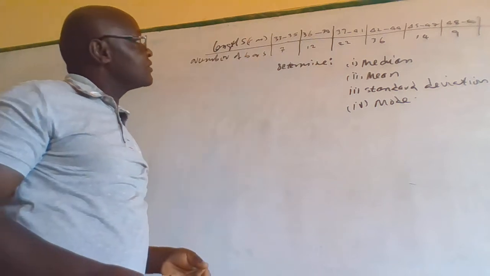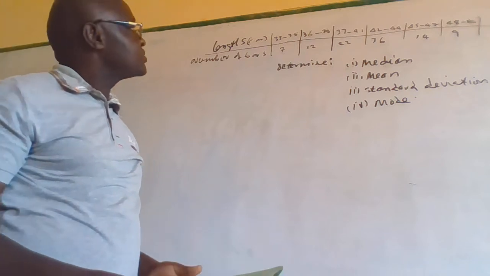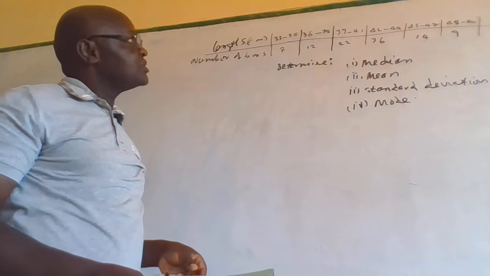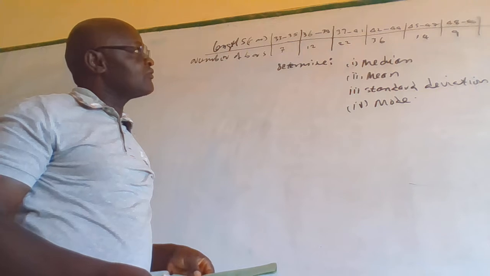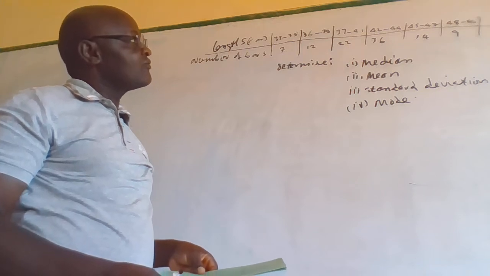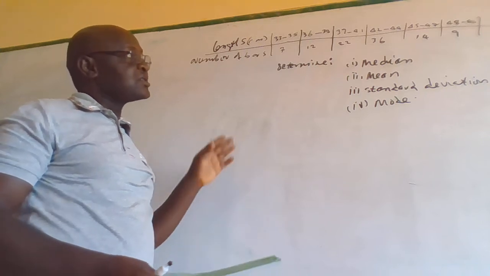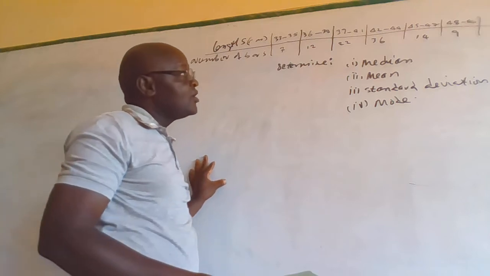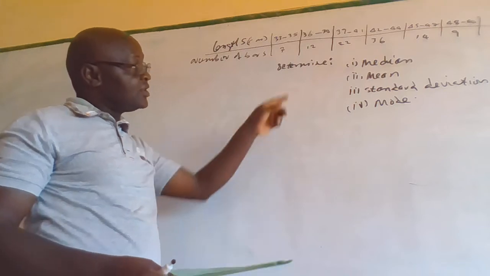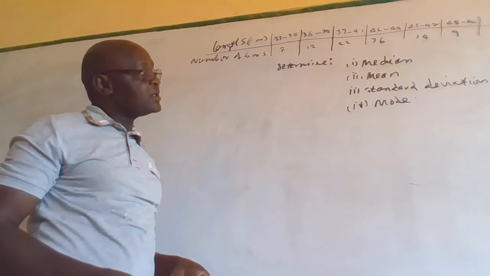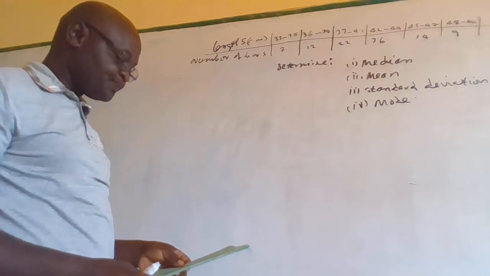So between 33 and 35, we have 7 bars. Between 36 and 38, we have 12, and then between 39 and 41, we have 22 bars. Between 42 and 44, we have 36. Then 45 to 47, we have 14. And then lastly, from 48 to 50, we have 9 bars. We are required to determine the median, mean, standard deviation, and mode.